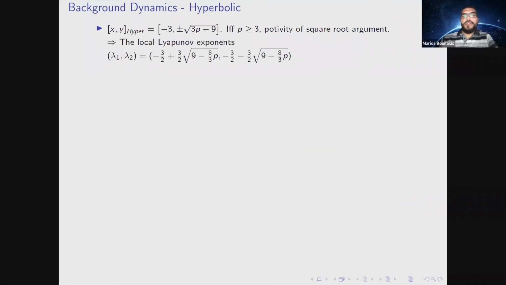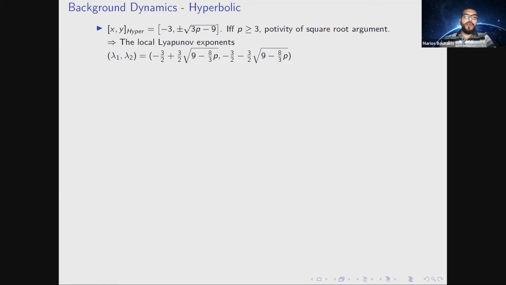Another solution is the hyperbolic one. The system here evolves in a spiraling motion. This solution of the system is only valid when p is equal or larger than 3, so that the positivity of the square root argument is ensured.